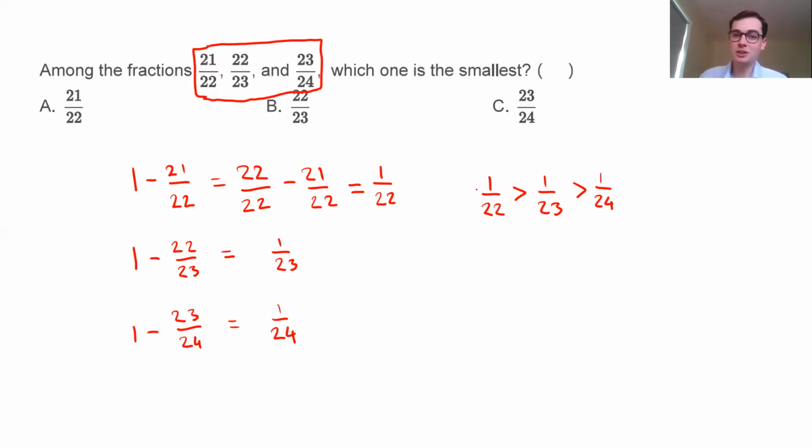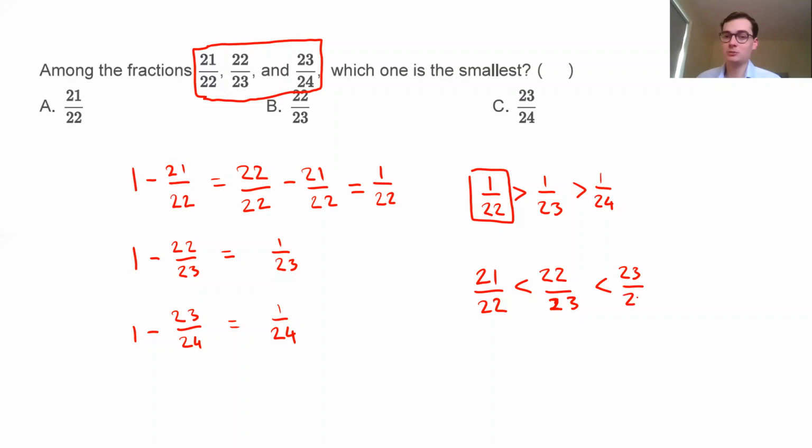So because 1 over 22 was the biggest difference between any of these fractions and 1, 21 over 22 will actually be the smallest fraction here. It will be smaller than 22 23rds, which in turn will be smaller than 23 24ths. So the smallest fraction is option A, 21 over 22, and that is our final answer.